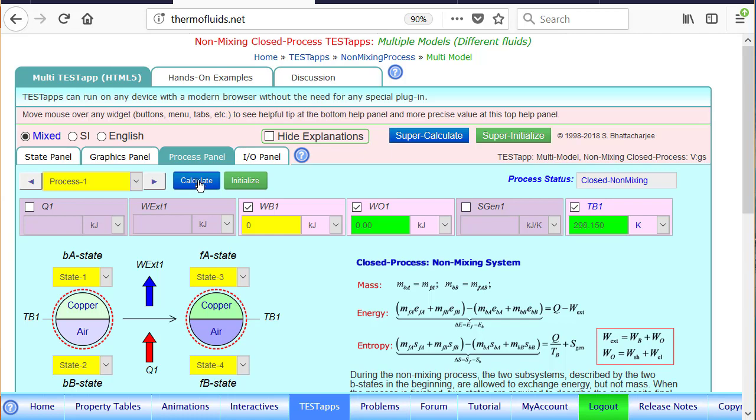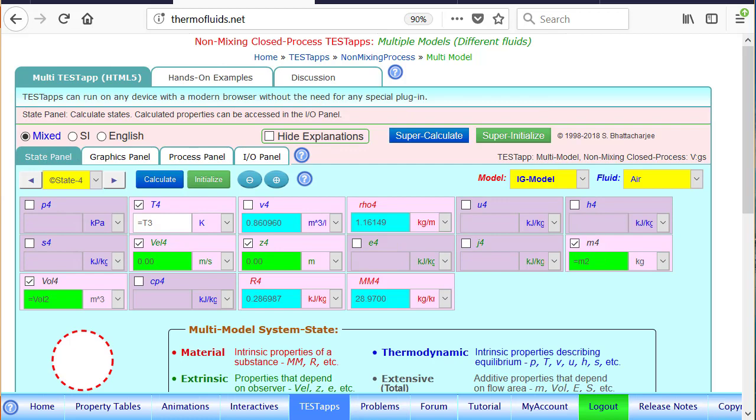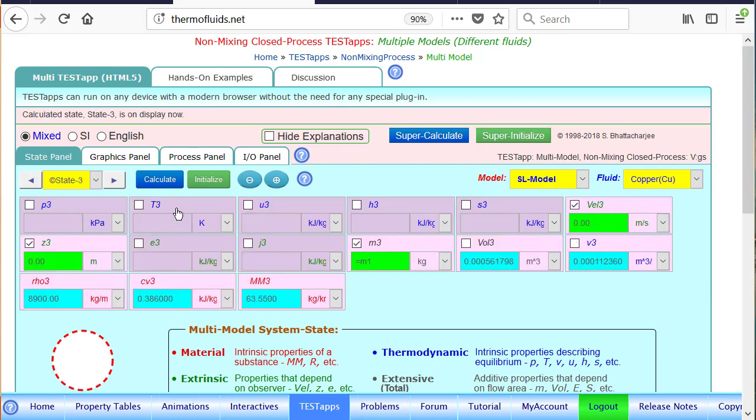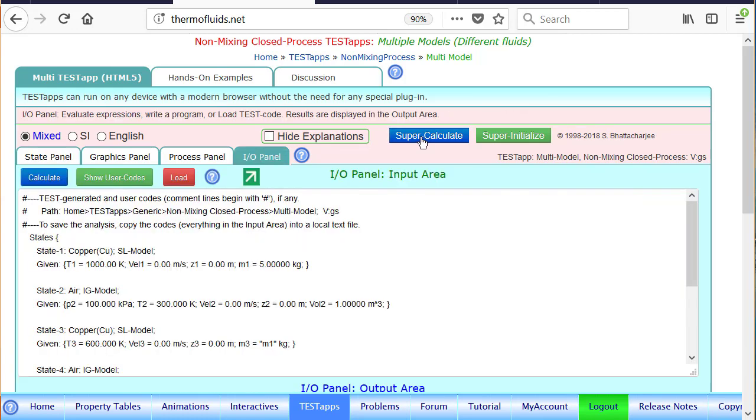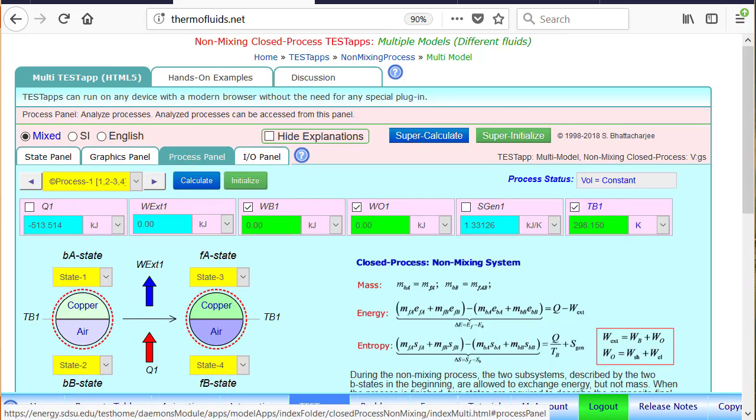In this particular case, because there is too much iteration involved, an easier way to solve this problem is to go back and guess a final temperature. We know that the temperature has to be between 1000 Kelvin and 300 Kelvin. So let's take a wild guess. 1000 plus 300 is 1300, so maybe the answer is around 600 Kelvin. So you do a calculate based on that. If you do a super calculate, it will update everything. And you can go to the process panel and see what Q we got.